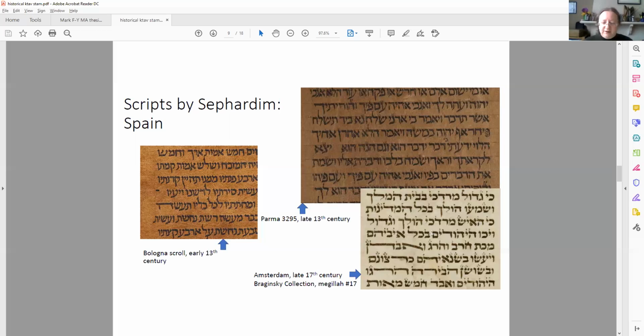And then we have the development of this script in Amsterdam, because, of course, the expulsion from Spain caused lots and lots of Jews to be scattered all over the place. Many of them ended up in Amsterdam, and they took their script with them. So you see the Spanish script developing in Italy and bits of Europe.